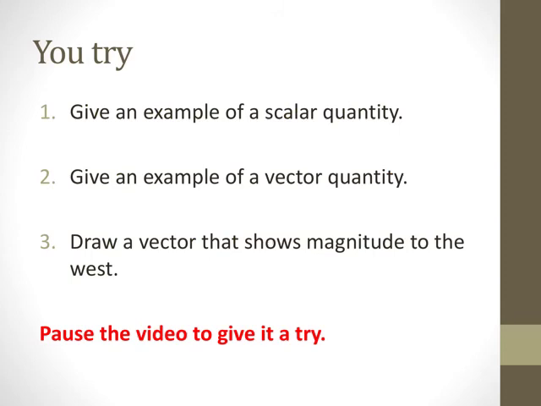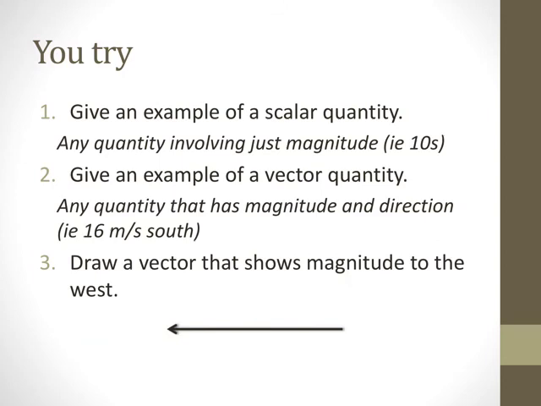So, if you gave an example of a scalar quantity, it needs to be any quantity that has just a magnitude. Okay? And remember, a magnitude is a number and a unit. Number and a unit. Alright? The units don't imply being a vector. Vectors have units too. Alright?